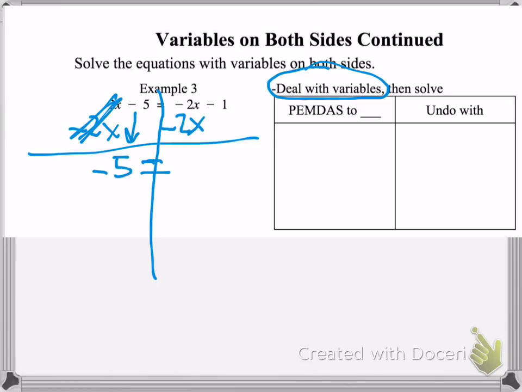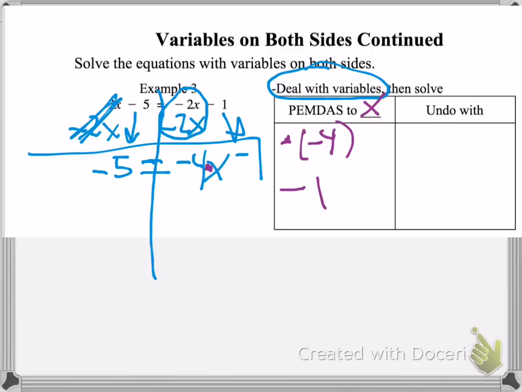Then on my right side, I've got negative 2x and another negative 2x, which gives me a grand total of negative 4x. And then we have minus 1. So now I can set up my chart to help me out because we're doing our order of operations to x. We've got negative 4 times x. So by order of operations, we would multiply by negative 4 first, and then we would subtract 1.